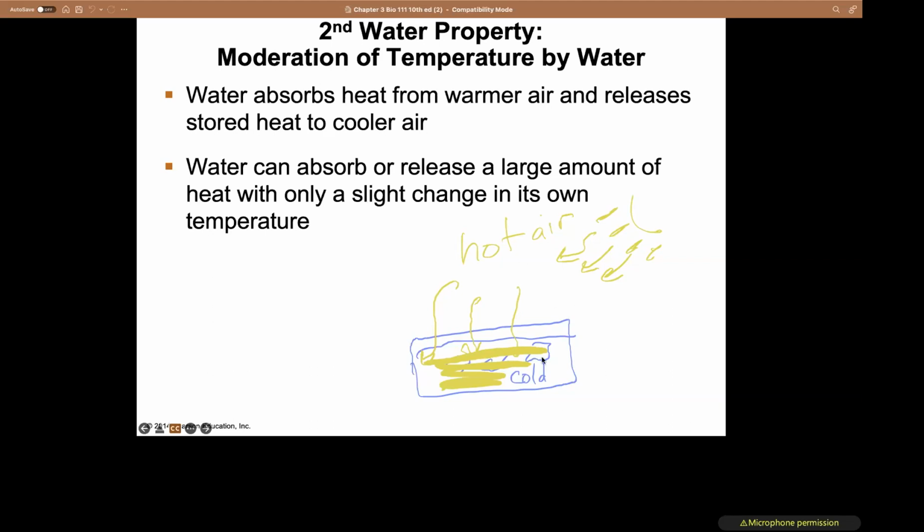All righty. So water can absorb or release large amounts of heat with only a slight change in its own temperature.